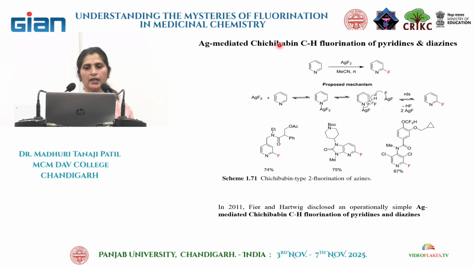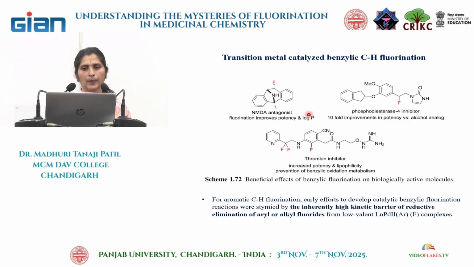Silver mediated Chichibabin C-H fluorination of pyridine and diazines. We know that in the Chichibabin reaction we get an alpha amine compound at this position. Using the same mechanism you can introduce fluorine by using silver fluoride and acetonitrile as a solvent at room temperature. So if you have a pyridine, you can get fluorine at this alpha position.